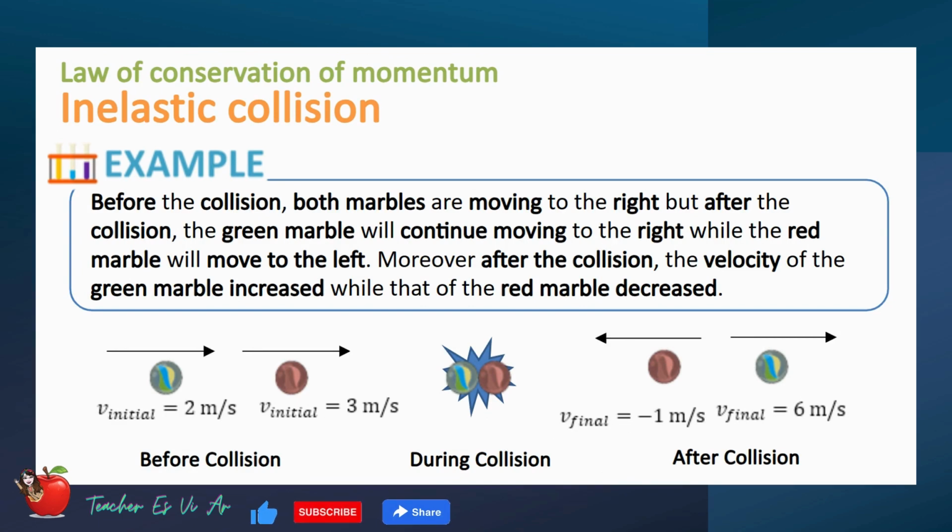Let us analyze the situation. Before the collision, both marbles are moving to the right, but after the collision, the green marble will continue moving to the right while the red marble will move to the left. Moreover, after the collision, the velocity of the green marble increased while that of the red marble decreased.